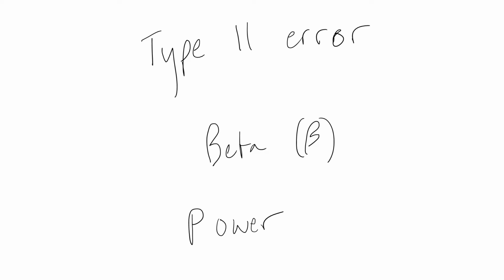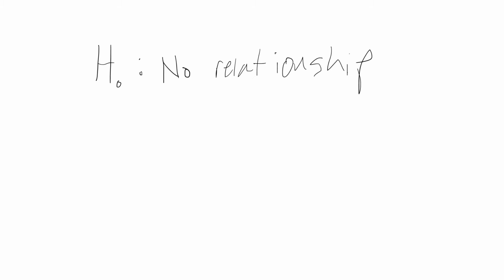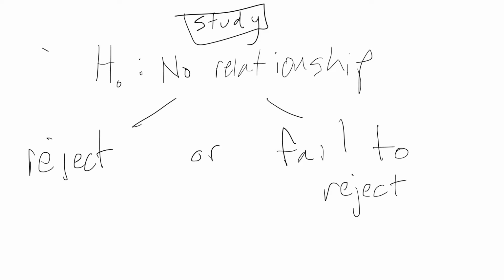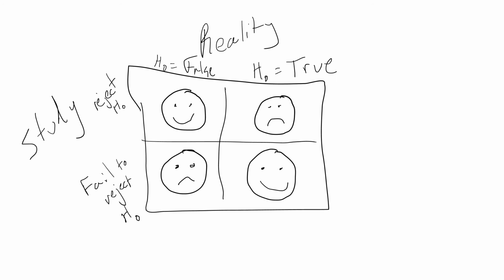In this video, I will introduce type 2 error, beta, and statistical power. The null hypothesis states that there is no relationship between our variables of interest. In reality, either the null hypothesis is true or it is not true. When we run our study, we then either decide that the null hypothesis should be rejected or we fail to reject the null hypothesis. So at the conclusion of our study, we have 4 possible outcomes.